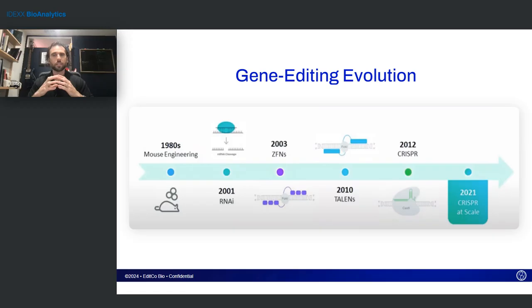While TALENs have clear advantages over ZFNs, they also exhibit a few disadvantages as well. They're significantly larger than ZFNs, so therefore they are harder to deliver and express in vivo. Along these lines, while knocking out genes with ZFNs and TALENs proved fairly straightforward, knocking in genes with this technology became very much complicated. So then, in 2012, Dr.